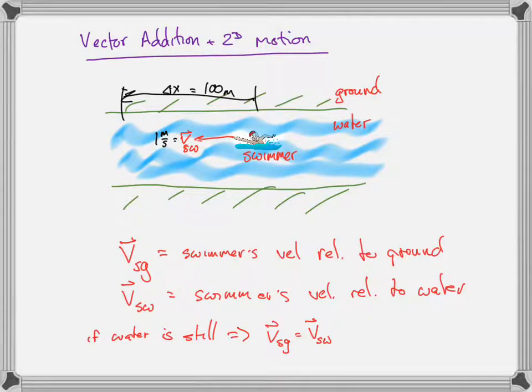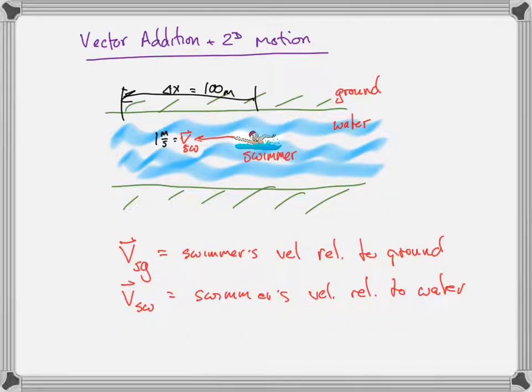That seems reasonable. How long does it take the swimmer to go the 100 meters? Since the swimmer is swimming at a constant velocity, delta x equals velocity times delta t. Again, this is an equation for constant velocity, and in this case the velocity is just 1 meter per second. Therefore, the amount of time it takes for the swimmer to swim 100 meters is indeed 100 seconds.